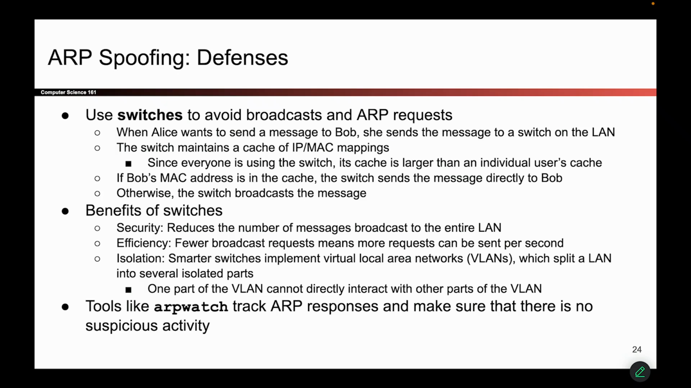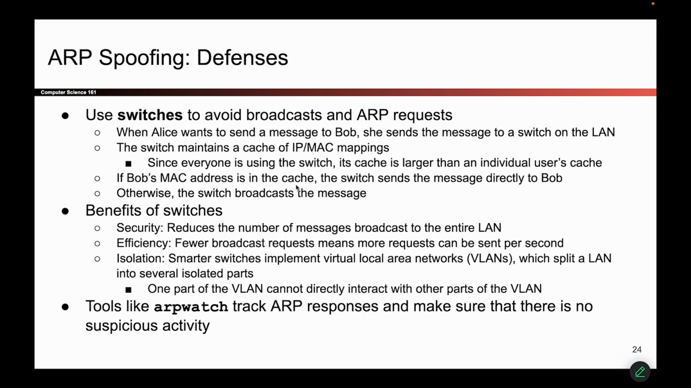OK, defenses. How do you stop this attack? One way to stop this attack, and it's not something we'll talk about in too much detail, is to use smarter switches. So something you can do is to have a switch or a router inside of your network so that instead of sending the ARP broadcast to everybody, you send the ARP broadcast to one of the switches in your local network. And then the switch maintains a cache for everybody and only broadcasts the request if the switch doesn't have the answer in the cache.